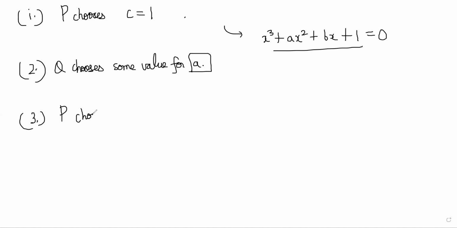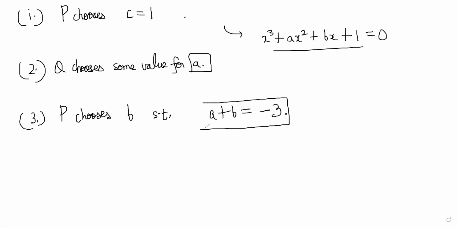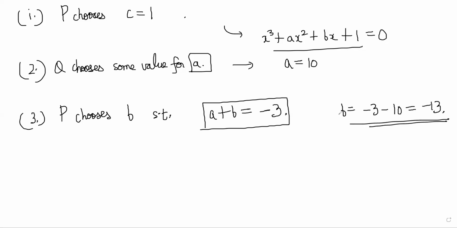P chooses B such that A plus B is equal to -3. Now you will understand why we are doing this. No matter what Q chooses as A, let's say Q chooses A is equal to 10, then P will in the next step choose B is equal to -3 minus 10, so -13. Okay. Why do you do this, A plus B is equal to -3?